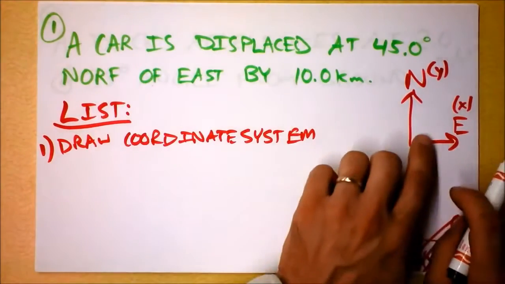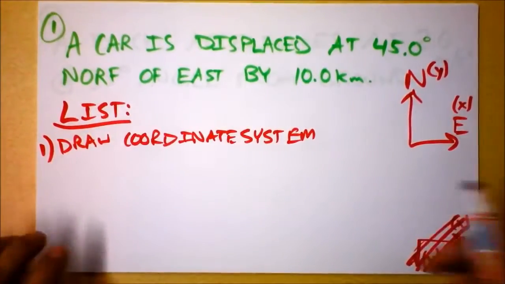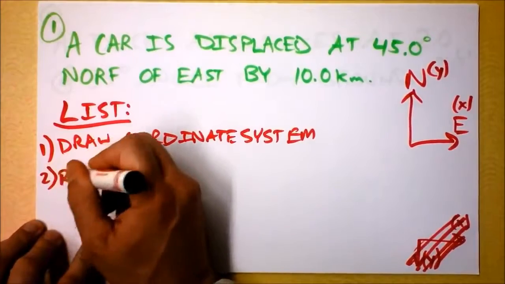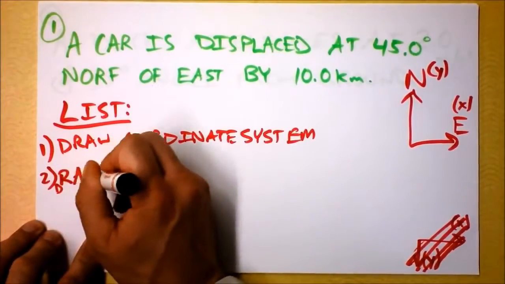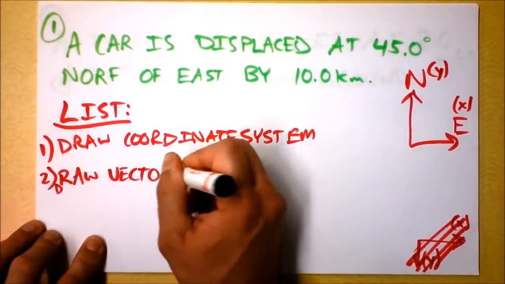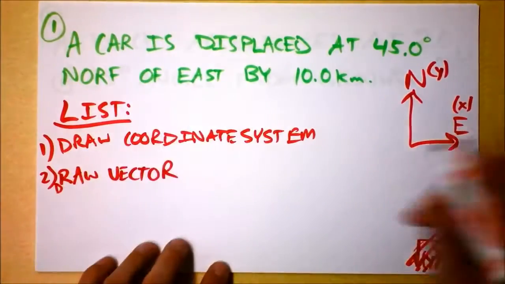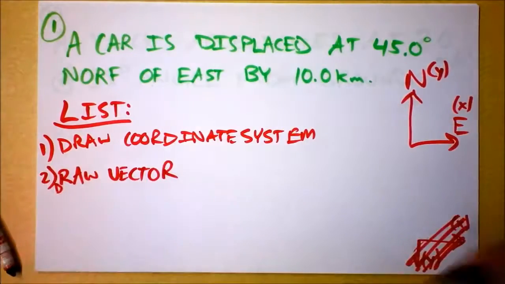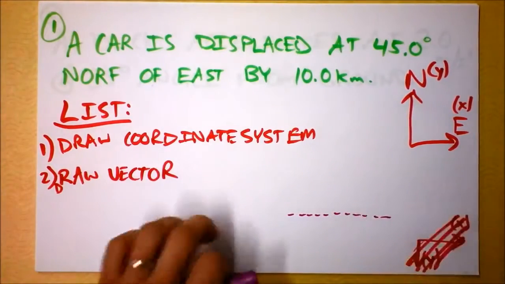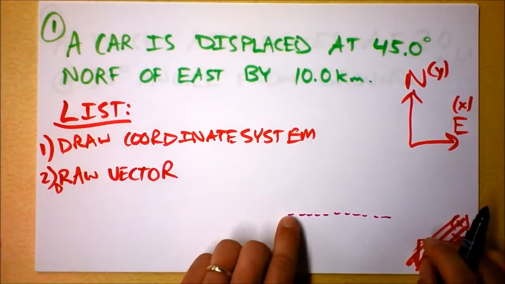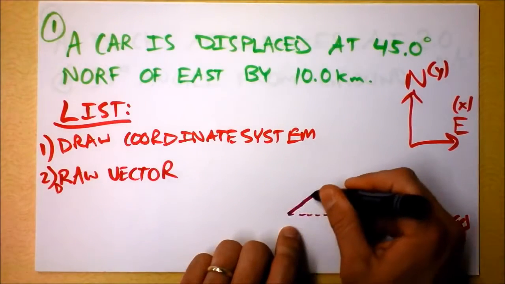Okay, so I've drawn my coordinate system for this problem, and I think my next step is just to draw the vector. Let's do that right there. Draw vector. And I need my vector to be 45 degrees north of east, so I'm going to draw east first. That's the east direction, and I need to be north of it by 45 degrees. So 45, and that's going to be easy.